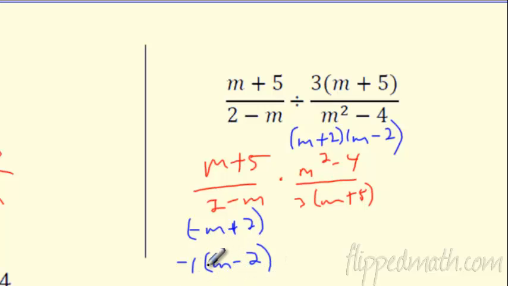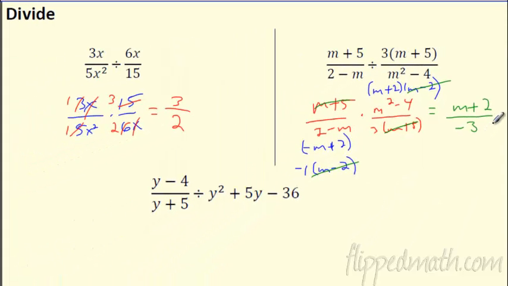If I distribute that back out, I'm up to here. Why did I do all that work? Well, that is factored. Now look at this. Let's start canceling. I can say m minus 2 cancels m minus 2. Awesome. M plus 5, m plus 5. So I'm left with negative 1 times 3 on bottom. So I'm left with negative 3 on bottom. Anything left on top? Sure, m plus 2. So it's just a matter of keeping it organized.